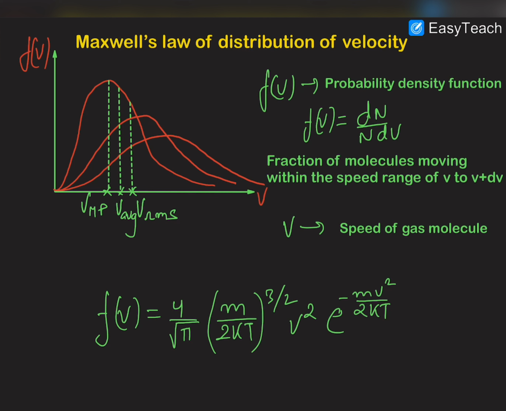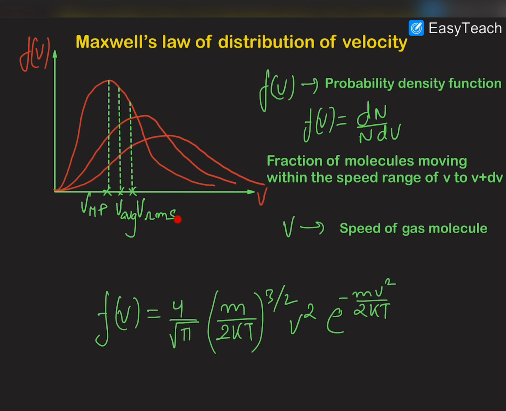In this video today we are going to discuss Maxwell's law of distribution of velocity. Now we already know that in KTG, kinetic theory of gases, we discussed that each molecule of an ideal gas moves with a different velocity, and therefore there was a scientist called Maxwell who plotted the variation of Fv with the speed of the molecules, different speeds of the molecule practically.